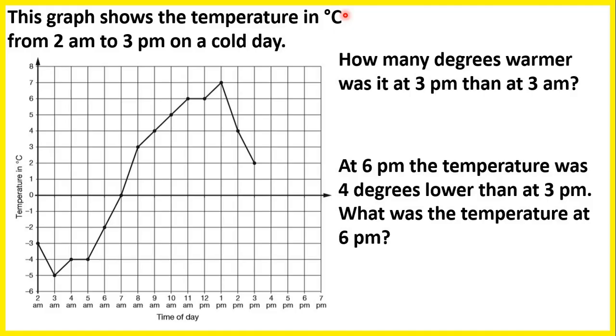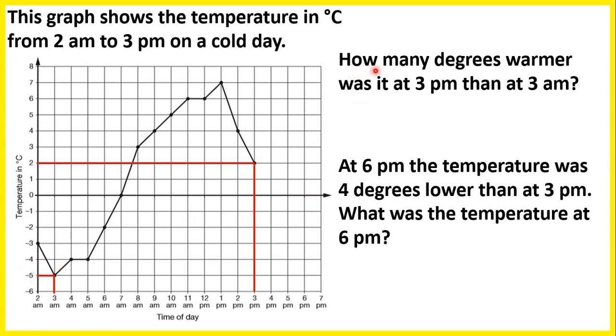This graph shows the temperature in degrees Celsius from 2 AM to 3 PM on a cold day. How many degrees warmer was it at 3 PM than at 3 AM? So we have the time of day along the bottom, so we can find 3 PM, draw a line up or read up, and then across from where it hits the point on our line graph. And we can see that the temperature at 3 PM was 2 degrees. And at 3 AM, the temperature was -5 degrees.